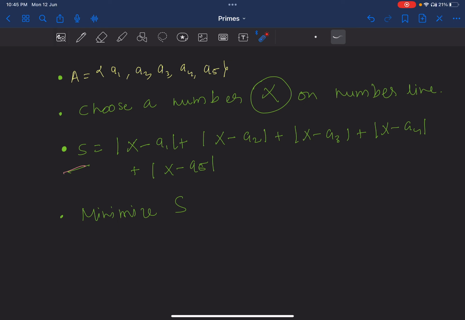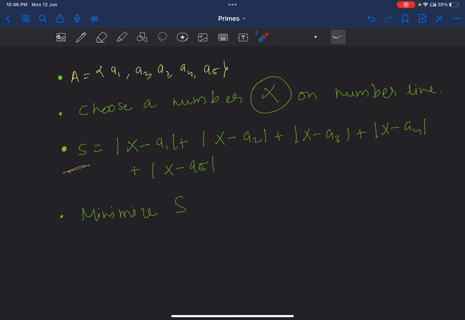So what we do is we take x on the number line, we choose x to be any integer on the number line, and then we take the modulus difference with the first number, then we add it to the modulus difference of x with the second number, and similarly go on until we reach the last number. And we need to choose x in such a way that this whole term, this S, is minimized.